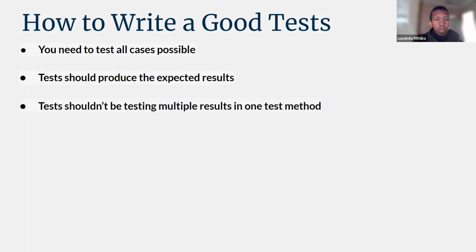Tests shouldn't be testing multiple results. You should not put many asserts in one test method. Each and every test method must have only one assert. You should test one thing per method. Make sure your code is clean and readable so everyone can understand and see what is going on according to your test.